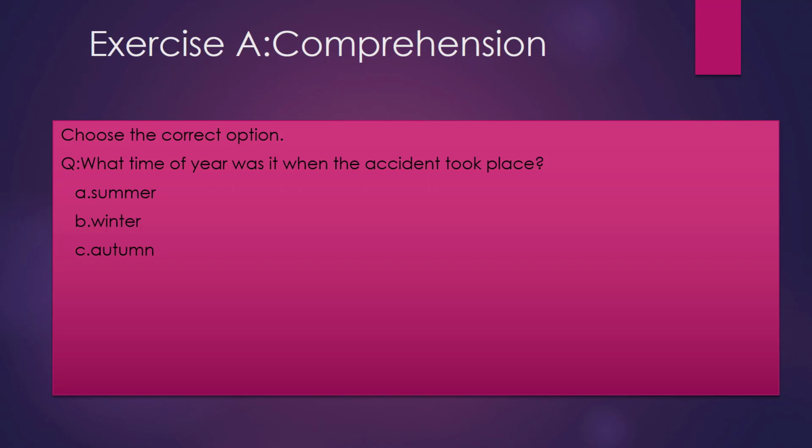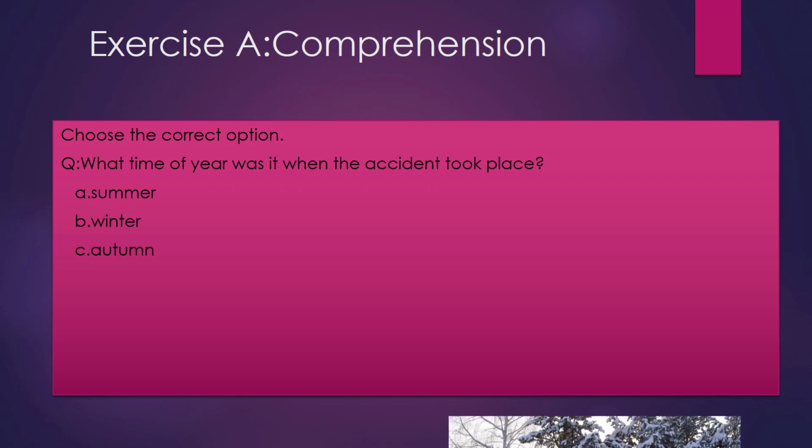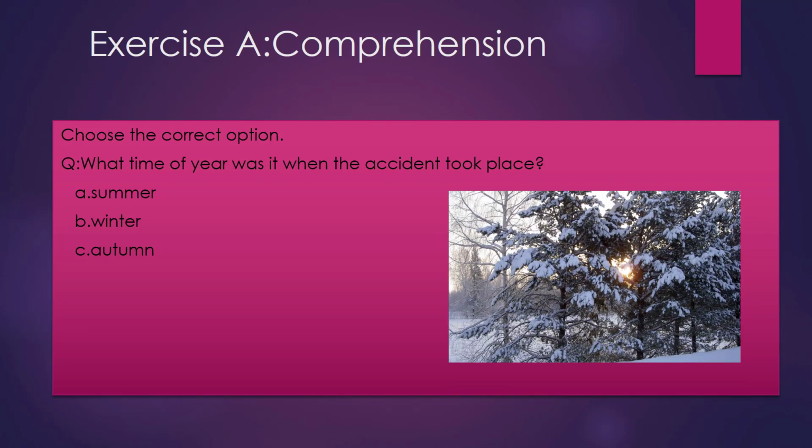Option A, summer. Option B, winter. Option C, autumn. So, what is the correct option? Yes, you're right. It's winter. In this lesson, we are told about cold and snowy evenings. So, the right answer is winter. Let's move forward.